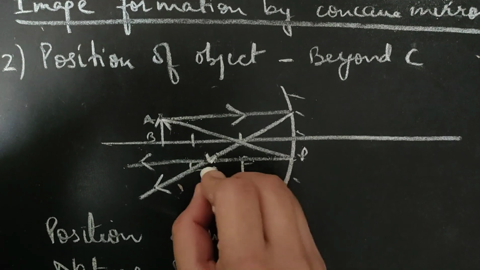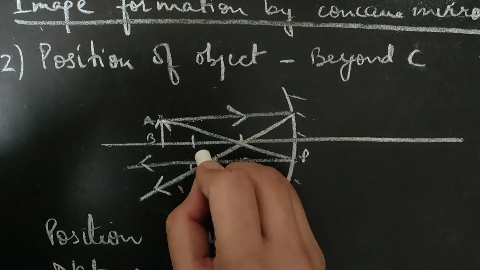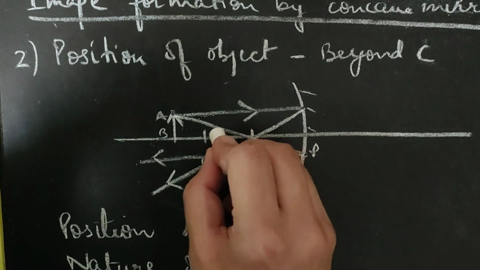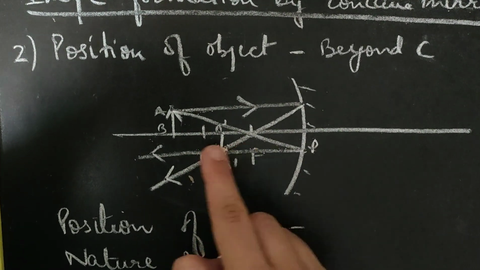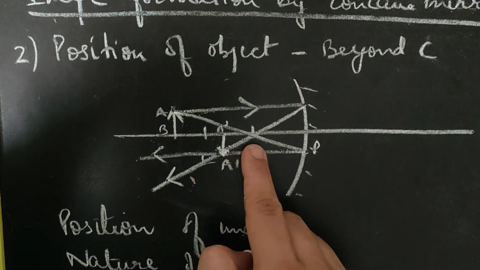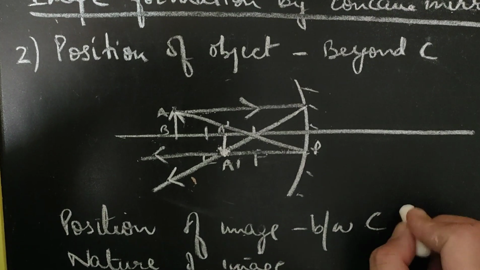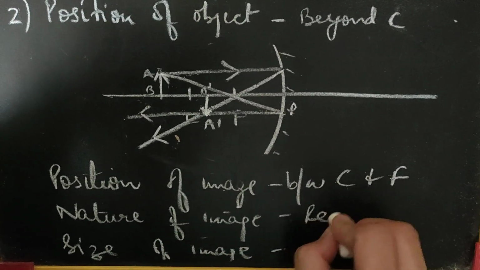So this is A dash, a real image, and real images, as I said, are always inverted. So this is the image of the object AB, A dash, B dash. Now you can clearly see it has been formed between C and F. So the position of the image is between C and F. The nature of the image is real and inverted.